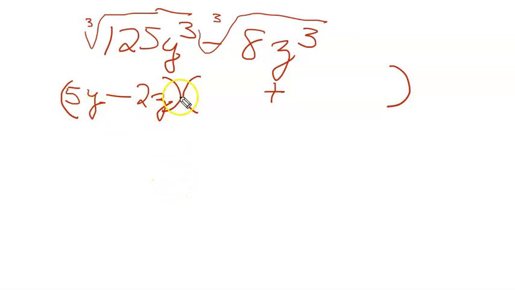So that's the first step after you set up your parentheses and get your signs. Now, you square this term. That's going to be 25y squared. You multiply these together and get 10yz.